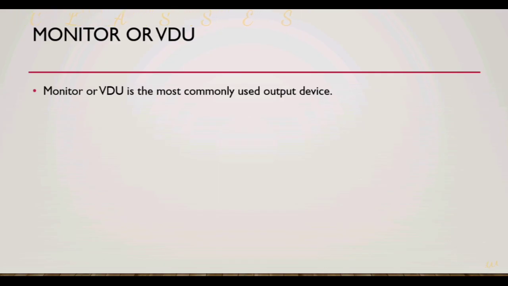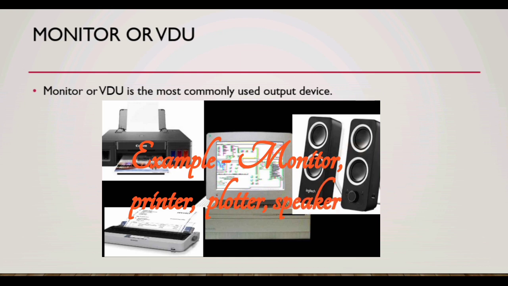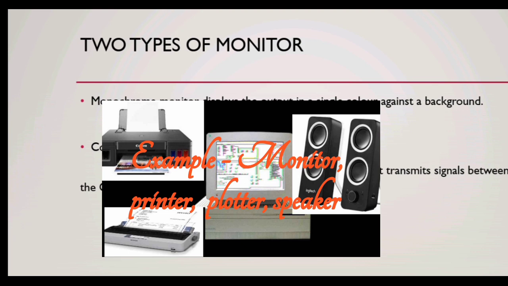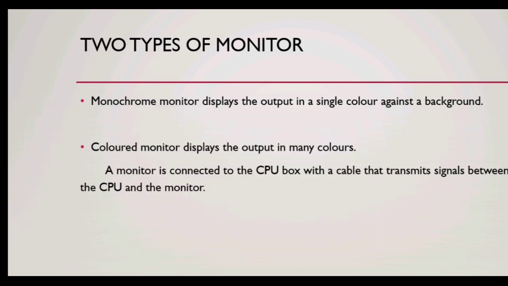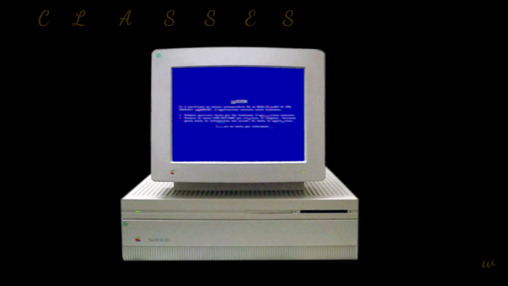Monitor or video. Monitor or video is the most commonly used output device. It looks like television, and video stands for visual display unit. Actually, there are two types of monitor. First, monochrome monitor displays the output in a single color against a background, and colored monitor displays the output in many colors, like TFTs are being used nowadays. A monitor is connected to the CPU box with a cable that transmits signals between the CPU and the monitor. So this is the image of a monochrome monitor, and this is the colored one.